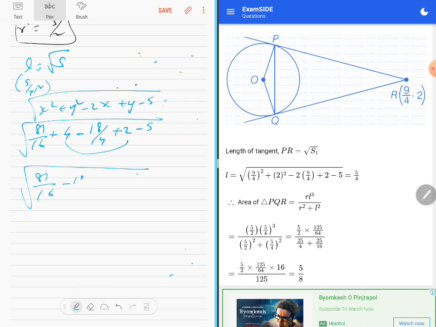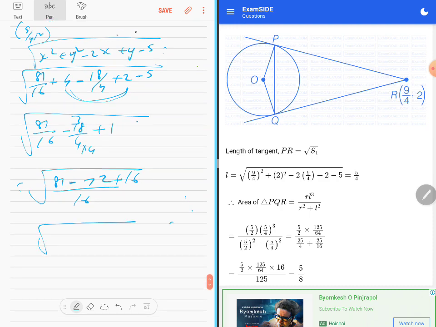81 by 16 minus 18 by 4. This is 6. 6 minus 5 is plus 1. Taking LCM to be 16 into 4, but into 16, oh, sorry. So 81 minus 8 4s are 32. 72 plus 16. So this itself is 11 minus 2 is 9. 9 plus 16 is 25 by 16, which is 5 by 4. So I got the length of the tangent.